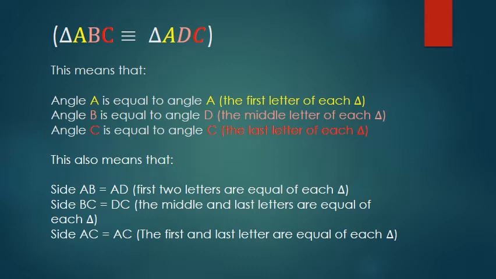Remember, angle A is equal to angle A, angle B is equal to angle D, and angle C is equal to angle C. I've written it there, but it also means that AB is going to be equal to AD, and BC is equal to DC, and the first and the last, AC, is going to be equal to AC. That should give you a good indication as to what is equal to what, and you just need to get the right reason for why they are equal to each other.